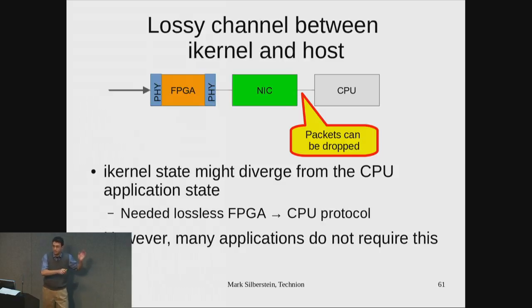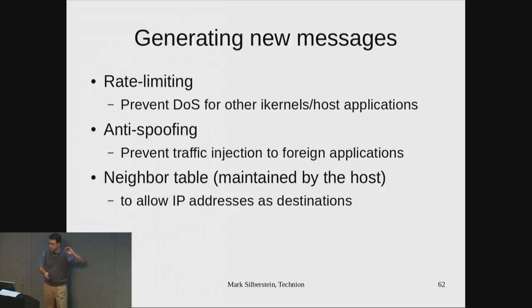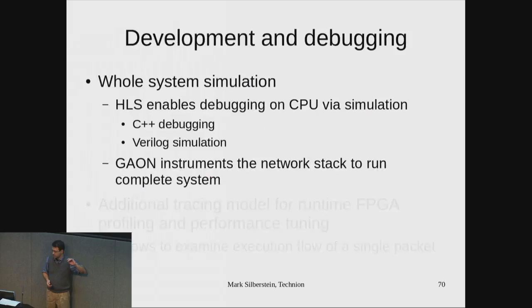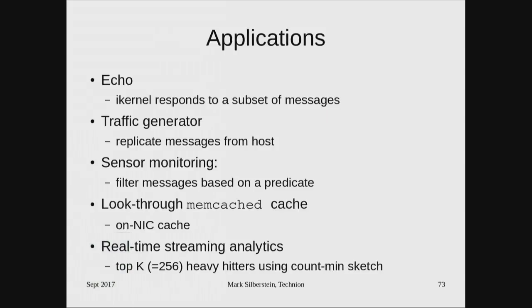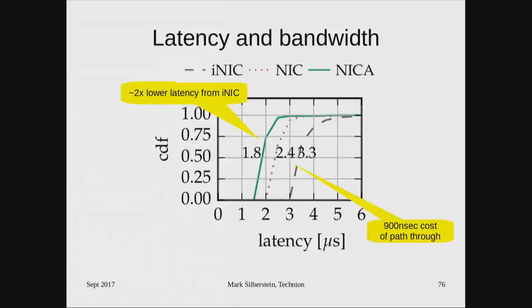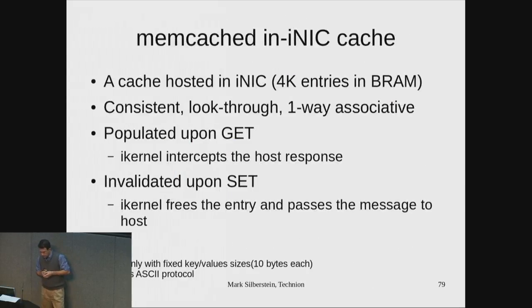Okay, so again, let me rush through the evaluation part, because I think it is a little bit of interest after all. We implemented a bunch of applications. The first three are micro benchmarks: echo, a traffic generator that just does bursts of network sends. And then we have a look-through memcached and top-k heavy hitters implemented on the NIC. I want to talk about memcached because this is the most elaborate and the most interesting example, so I'll skip the others and get to memcached.